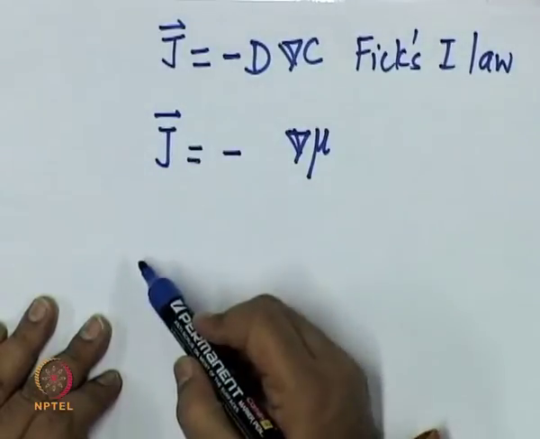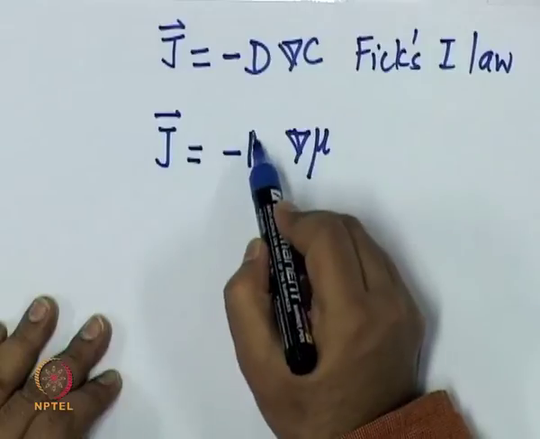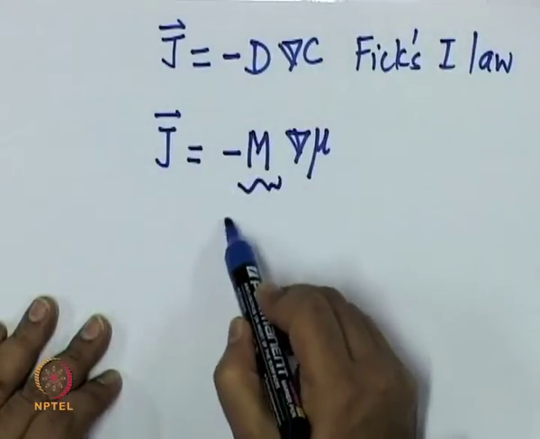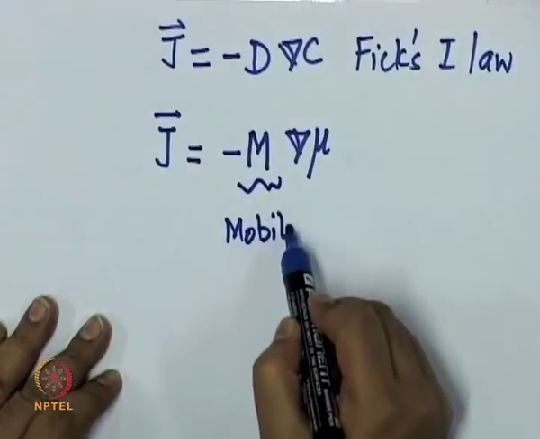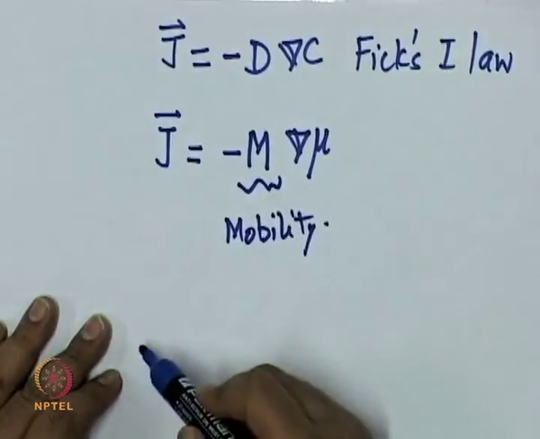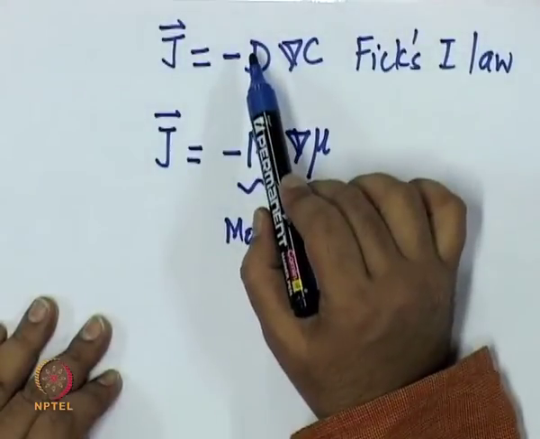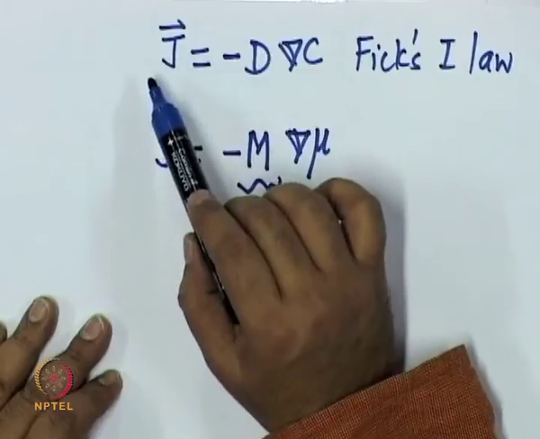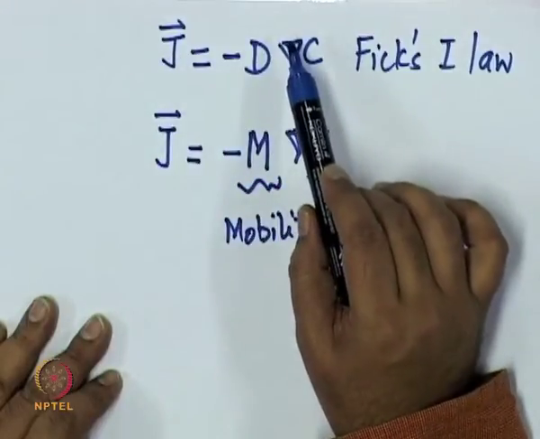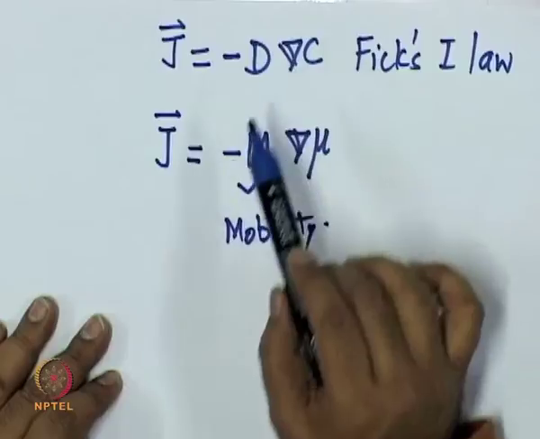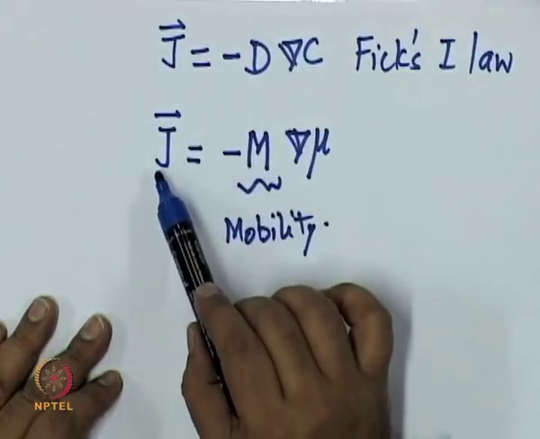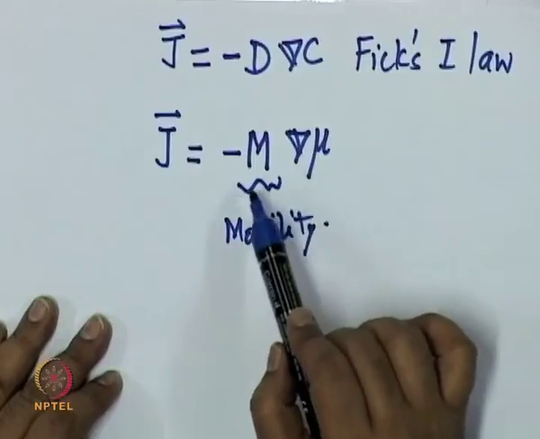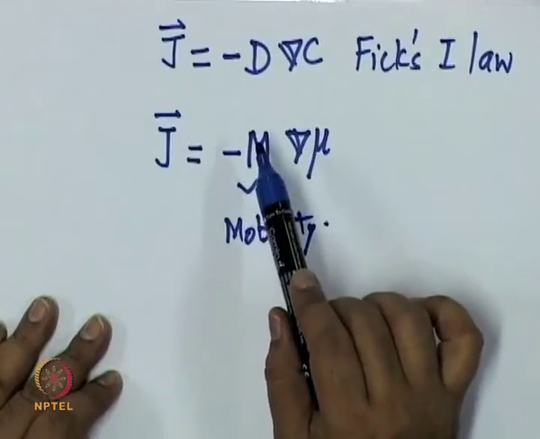What is the proportionality constant? The proportionality constant is called M. M is called mobility. Okay. So, the way we define diffusivity is that it is the ratio of the atomic flux that is set up by unit concentration gradient. Similarly, the atomic flux that is set up by unit chemical potential gradient is nothing but the mobility.